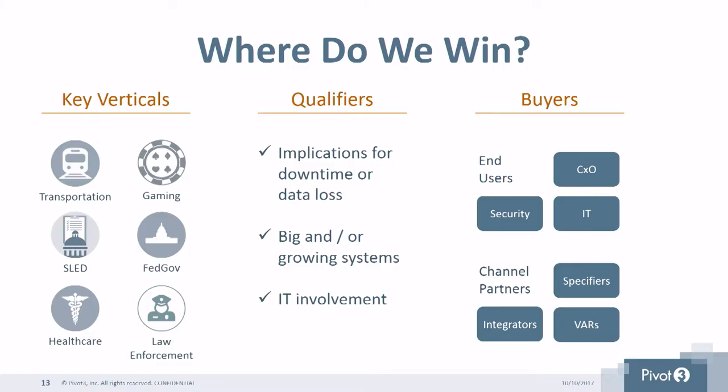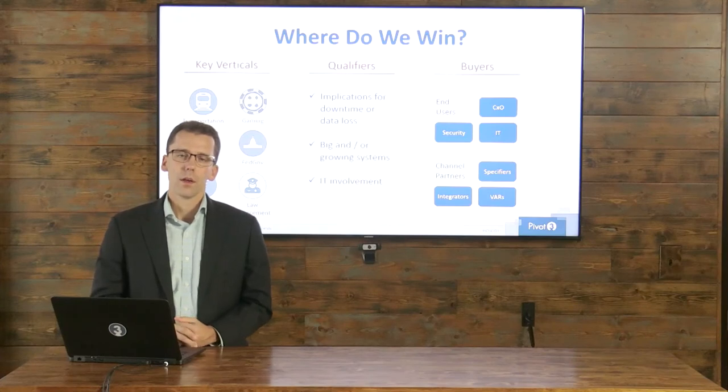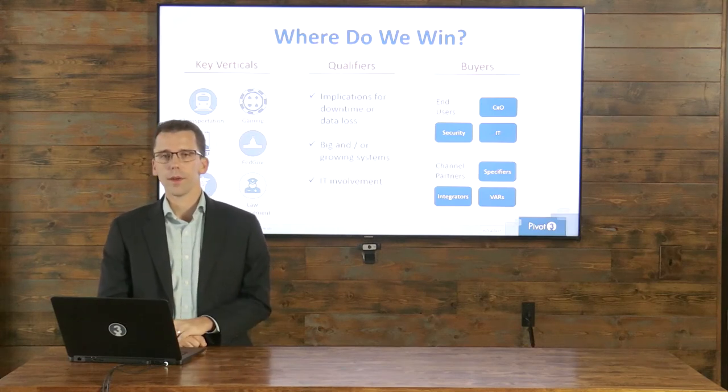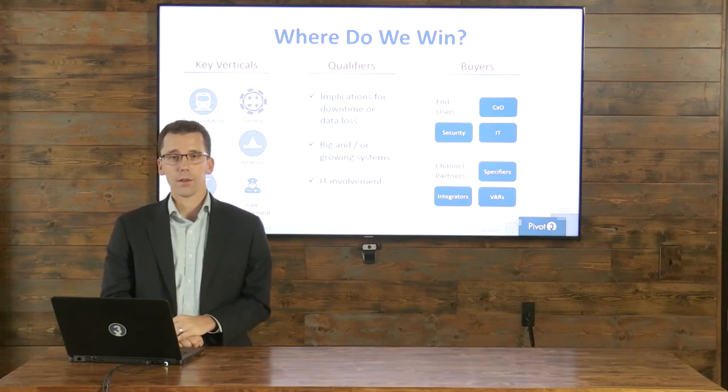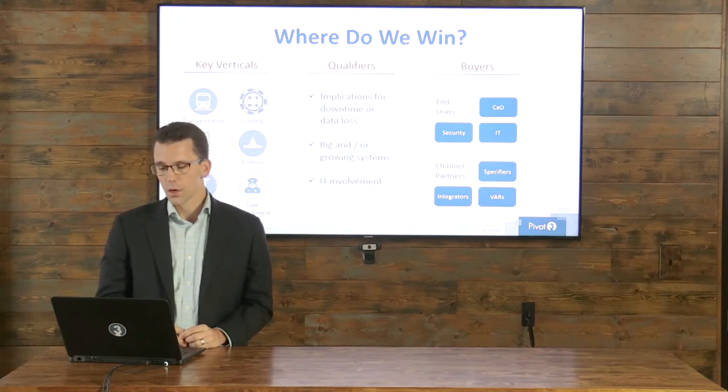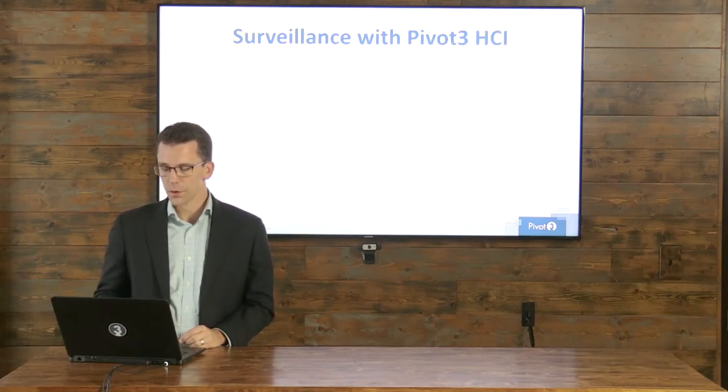But generally, we look for a couple of qualifiers for new opportunities. One is, what are the implications for system downtime or data loss? If there are no implications, meaning if it's just not a big deal if their system goes down, then it may not always be the best fit for us. But in most cases, there are some kind of major implications there. Secondly, we look for big or growing systems. And then thirdly, of course, we look for the involvement of the IT department at the end user level. We find that if IT is involved in these deployments and not just a security department, they tend to understand and value the things that we do on the hyperconverged side pretty extensively. So we like to see that IT involvement in our deployments.